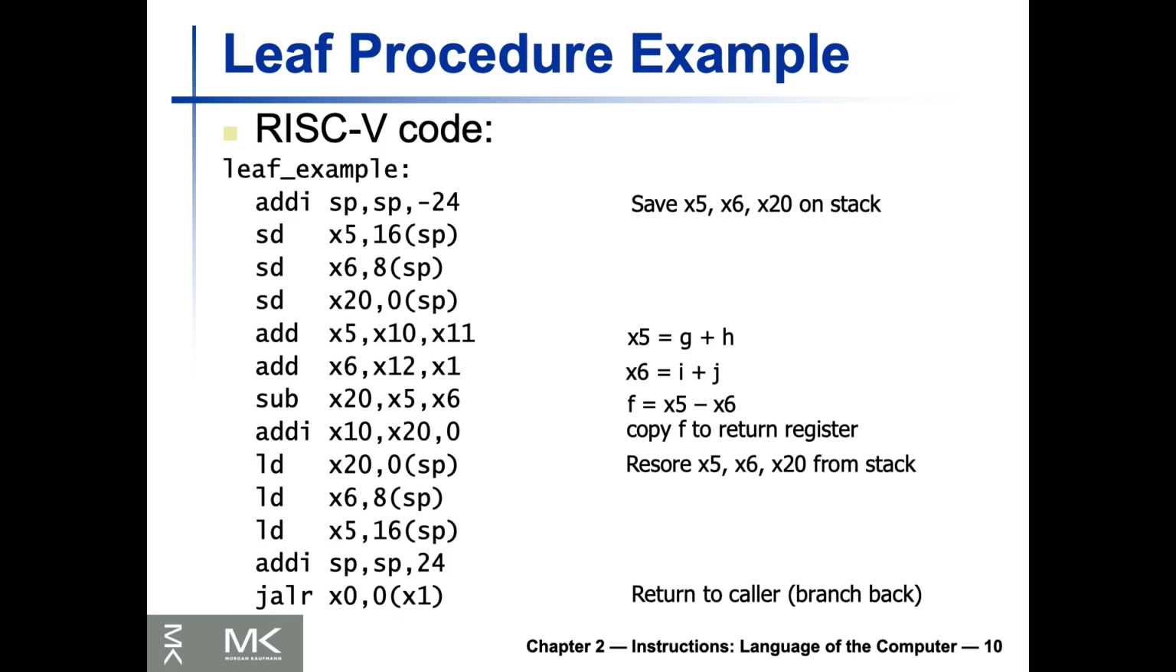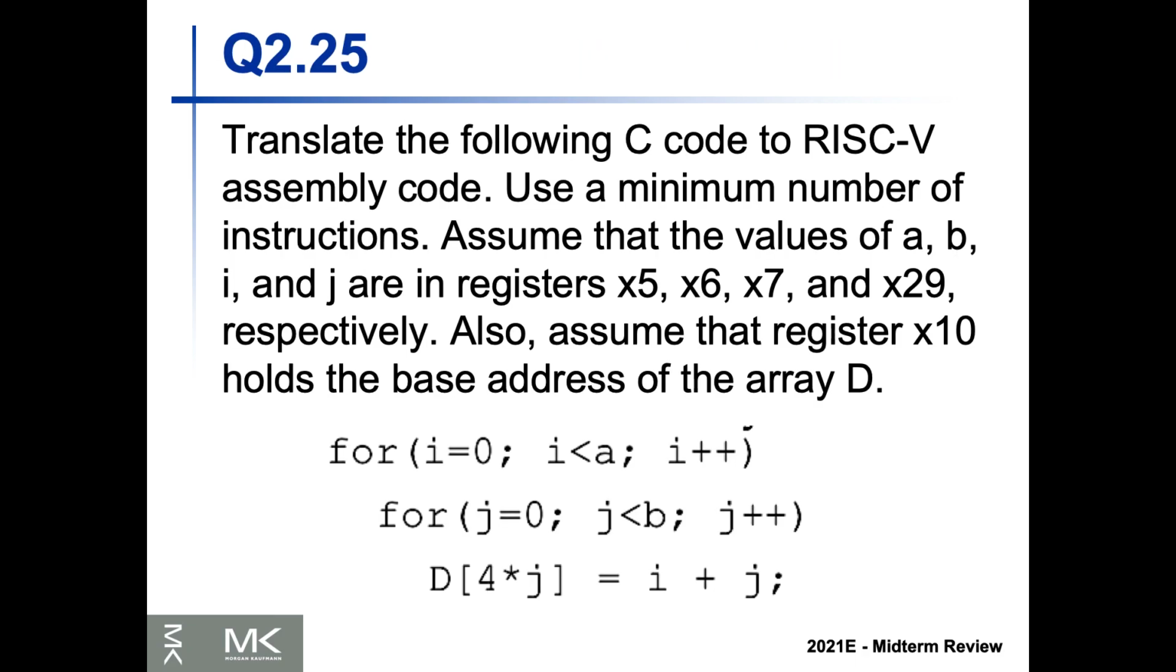Let's have 2 questions to review. The first one is 225. The question is, translate the following C code to RISC-V assembly code. Use a minimum number of instructions. Assume that the values of A, B, I, and J are in registers X5, 6, 7, and 29, respectively. And also assume that register X10 holds the base address of the array D. Okay?